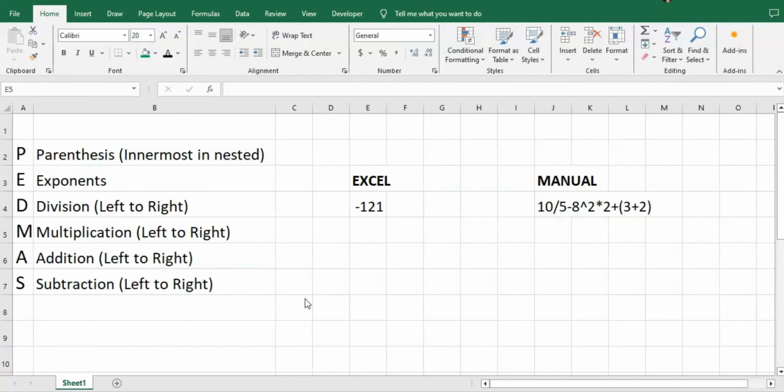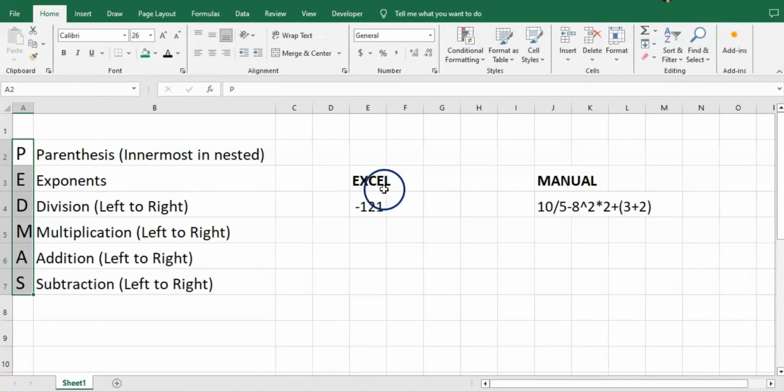Here we are in Excel, and here is the phrase that we learned in school, which is PEDMAS. It stands for parentheses first. If there is a nested parenthesis, it starts with the innermost. Then come the exponents, then division and multiplication, whichever comes first from the left, and then addition and subtraction, whichever comes first from the left.